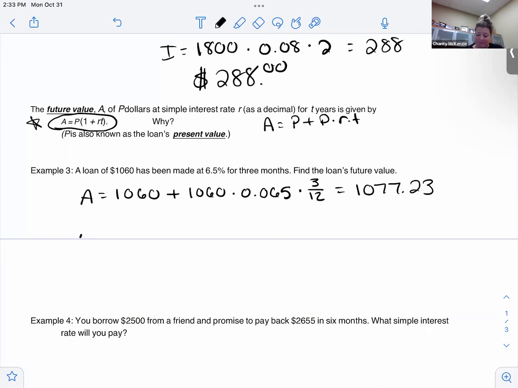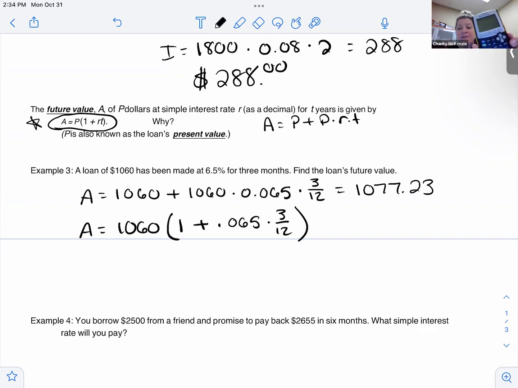Let's do the other formula. So we'd have our 1,061 plus our rate of 0.065 times our 3/12 for our time. Okay, so this time I've just got to type it in a little different. So this time I'm going to do 1060 parenthesis 1 plus 0.065 times 3 divided by 12, 3/12, and the parenthesis, and get the same amount.